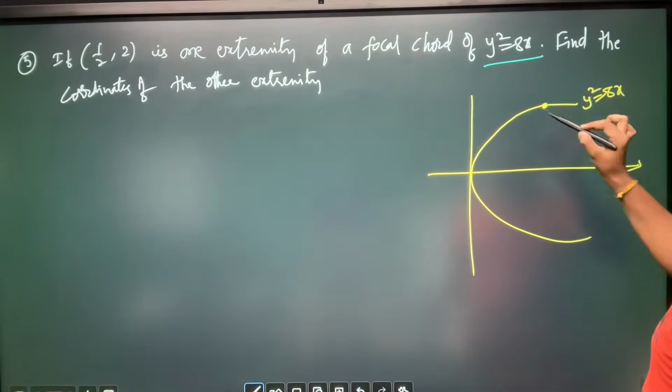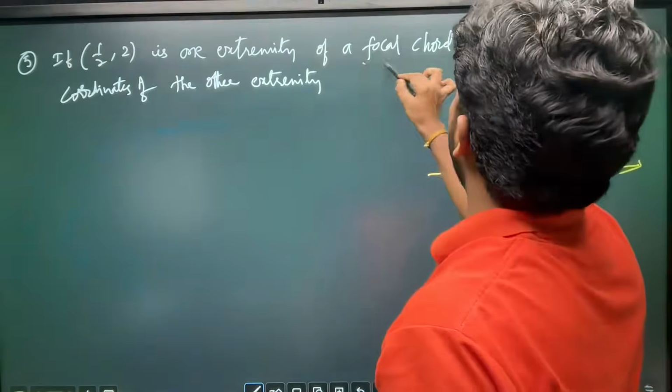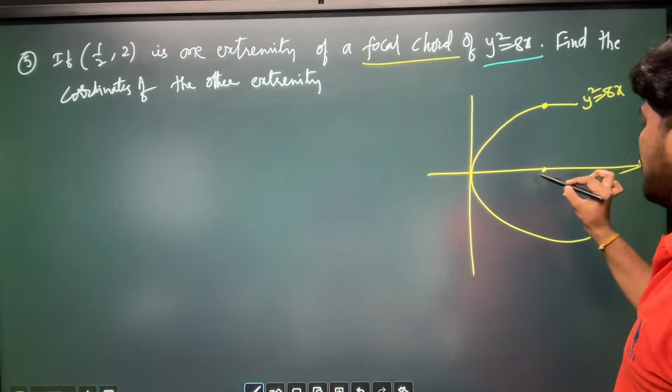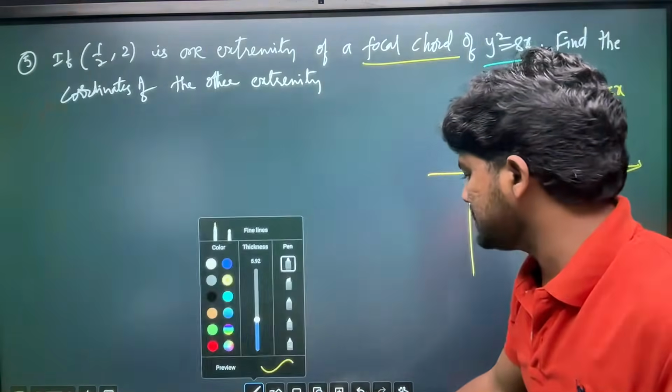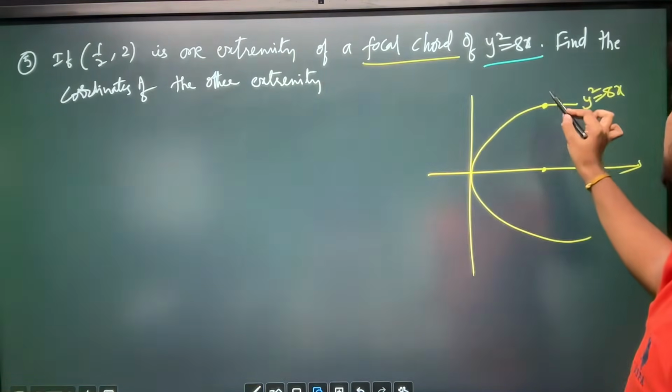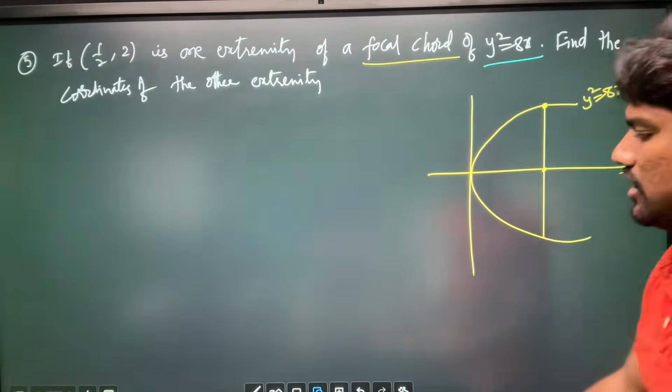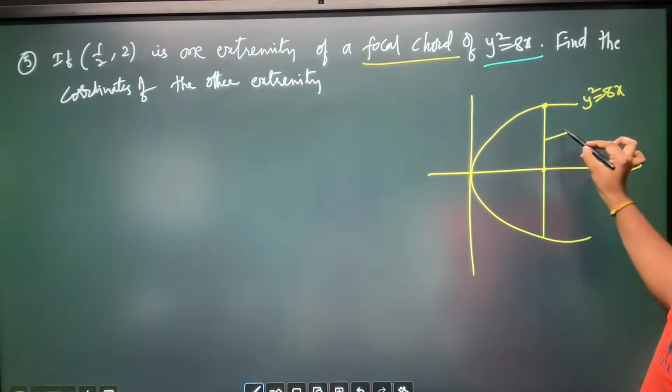One extremity of the focal chord is given. See here, focal chord. What is the meaning of focal chord? Whenever you take the focus, any chord which is passing through the focus, take a chord like this, that is called a focal chord. This is called focal chord.